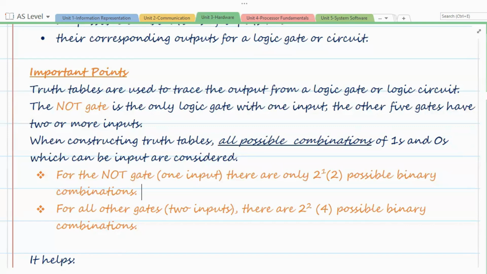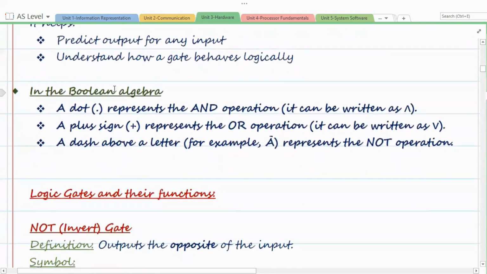And this is very, very important from an exam perspective also, because sometimes they ask questions related to this. Whenever you have to create your truth tables, you need to remember how many combinations are to be placed in the truth table. Also, remember that in Boolean algebra, a dot represents AND operation and a plus represents OR operation. Where and how we use it, you will understand in some time.